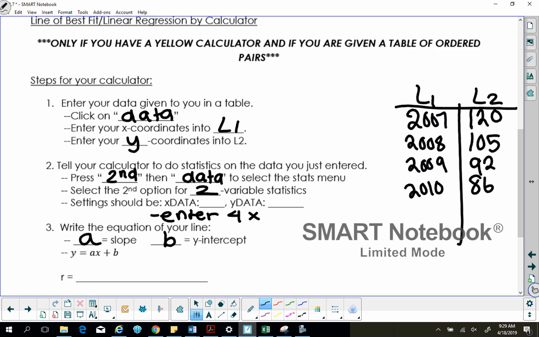What did we learn last period? What does R equal? It has 2 R's in the name. Correlation coefficient. So now, Kamari, you need to remember to turn the diagnostic on, because if you don't, your R will not show up on your calculator. When they hand you your calculator, the first thing you do is press second, the thing we showed you, turn diagnostic on.